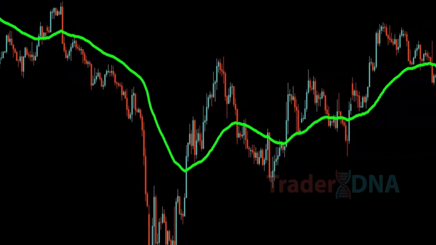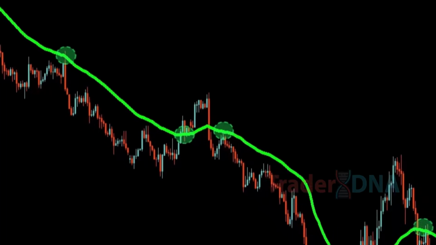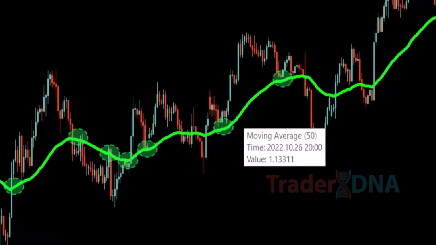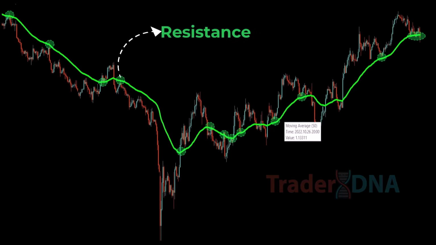Take a good look at this chart. Seriously, pay attention. See how the price keeps bouncing off the 50 EMA again and again? It's wild, right? You can literally see it acting like a barrier, sometimes as strong resistance, other times as solid support. That 50 EMA line? It's like an invisible wall the market actually respects.